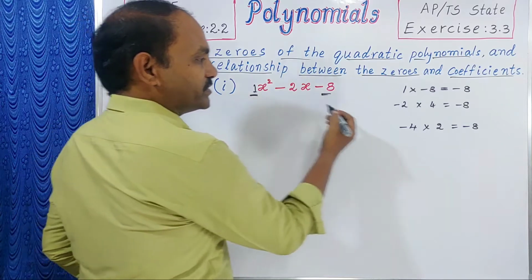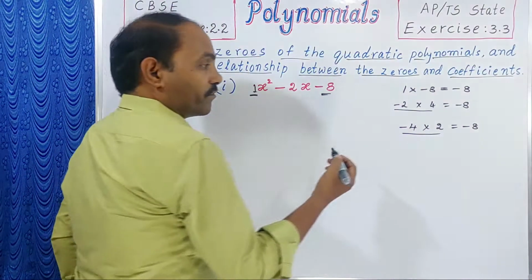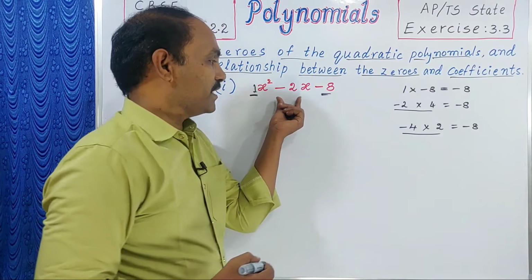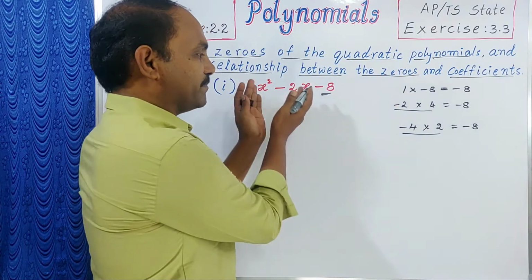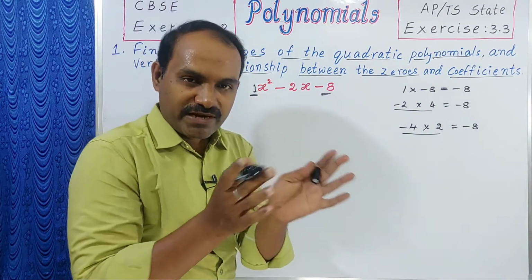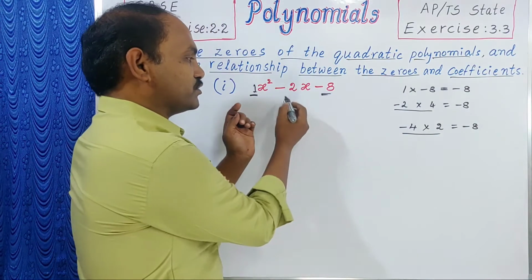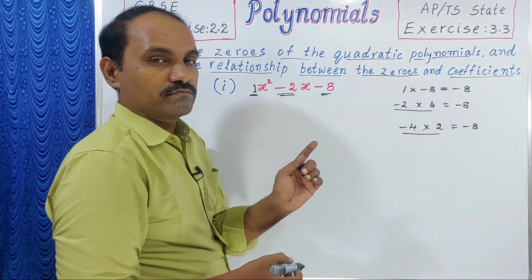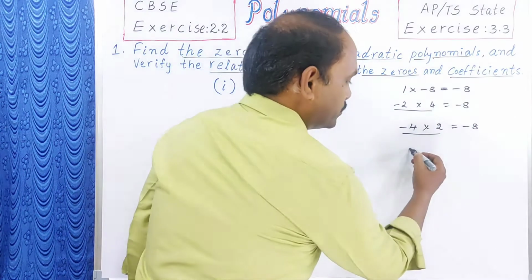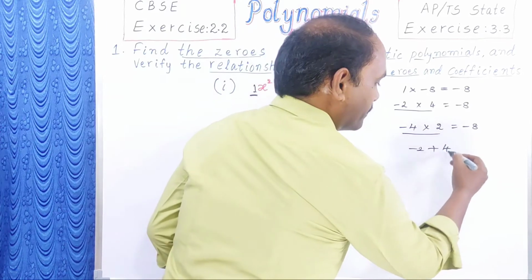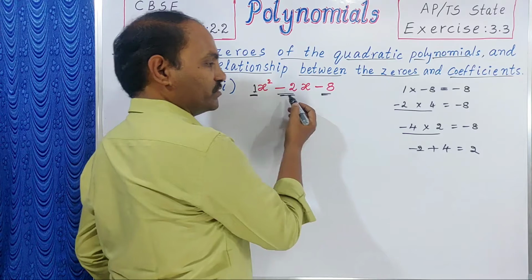Let us check which pair is suitable, this pair or this pair. Here the middle term is minus 2. We are going to split the middle term, which means we are going to divide the middle term into two parts. So let us check which one is suitable. Minus 2, which result gives minus 2? Minus 2 plus 4 is plus 2, but here minus 2 is there.